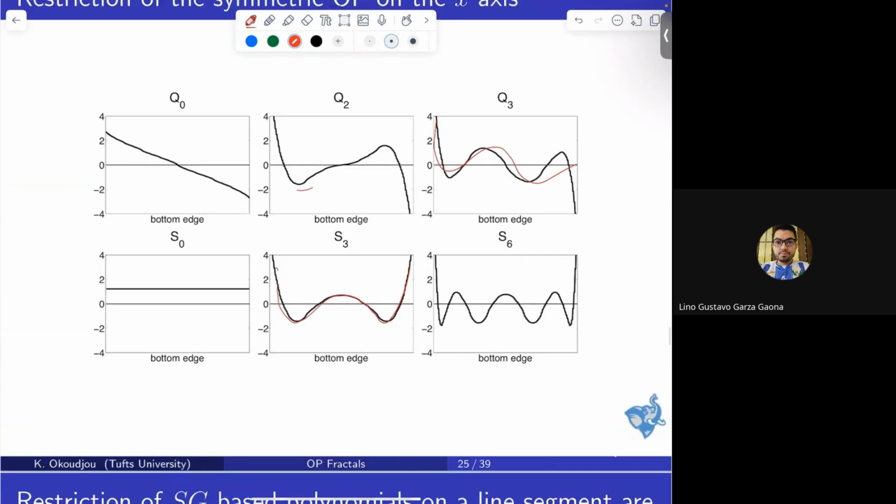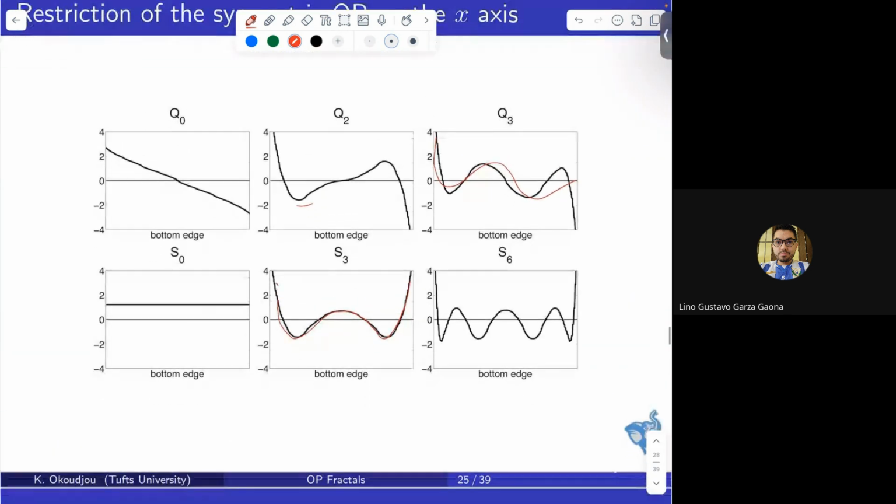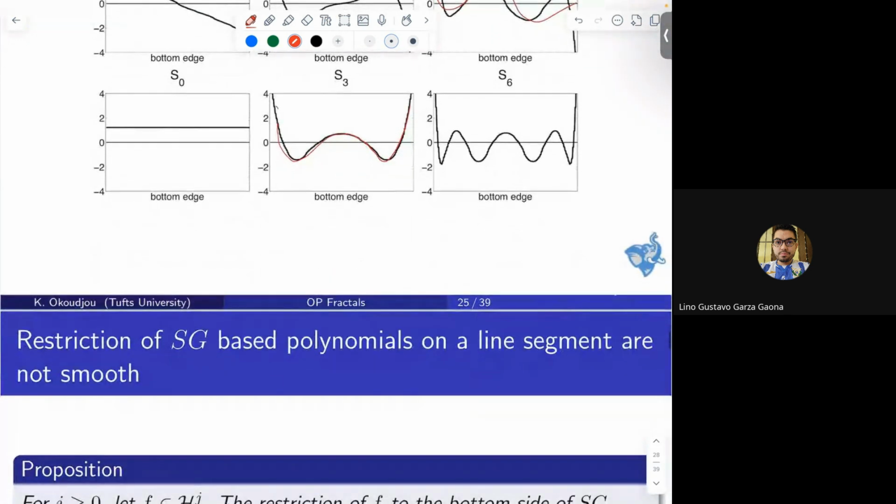So when we first saw this picture, we thought the restriction looked really like a polynomial in the traditional sense. But there is a very nice result that says that if I restrict any of these polynomials to the line Q0 to Q1, which is nothing but the line 0, 1, the function is not actually differentiable at any of the points that constitute the graph we use to approximate our Sierpinski gasket. In fact, at any such point, you can prove that this function will have infinite slope. So it's not just that they're not differentiable, they're pretty bad. In this picture they look like polynomials, they look like lines, but they're actually far from being a smooth function.